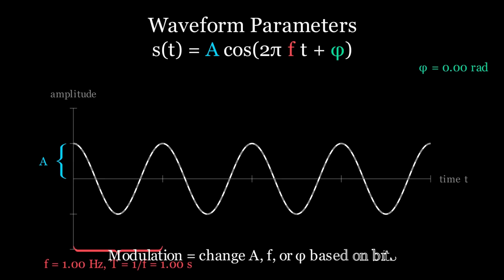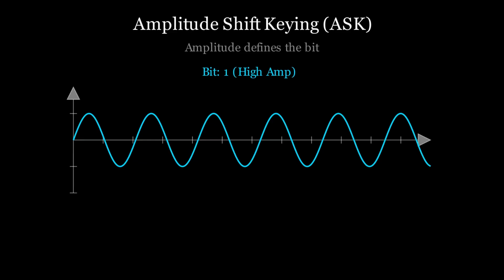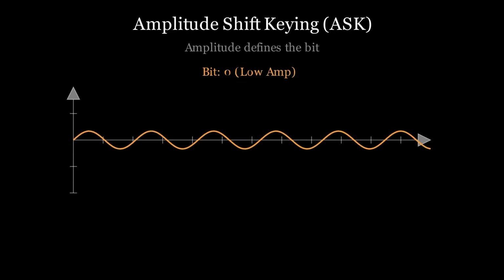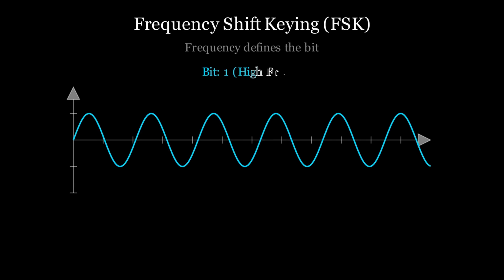We can use these properties to encode our data. In amplitude shift keying, we map bits to a height. For example, a 1 is a loud wave, a 0 is a quiet one. Alternatively, with frequency shift keying, we use the speed. For example, a 1 vibrates faster, while a 0 vibrates slower.